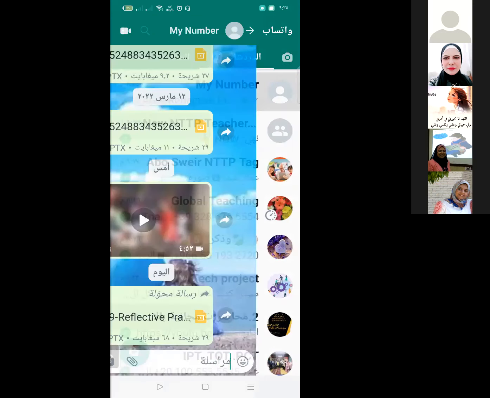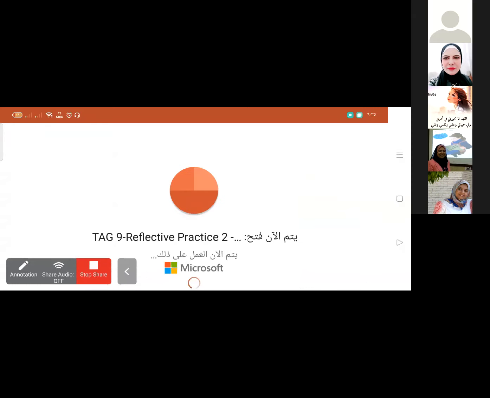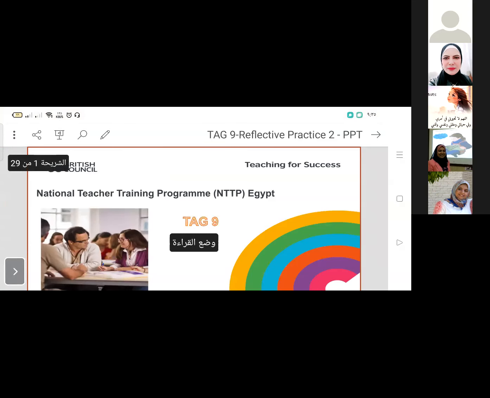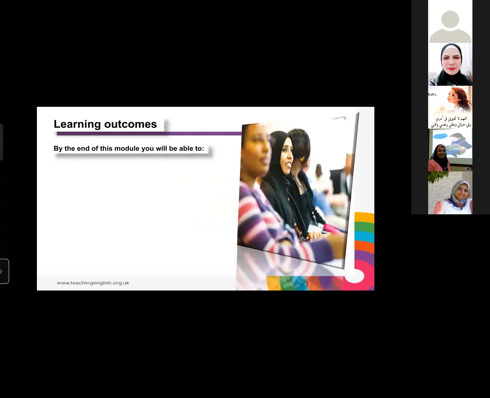Okay. So our tag for today is about classroom observation. So let's see together what we are going to talk about. Welcome to tag 9. Our learning outcomes for today: by the end of this module, you will be able to consider the purpose of peer observation. And what do we mean by peer observation? What do we mean by the word peer?